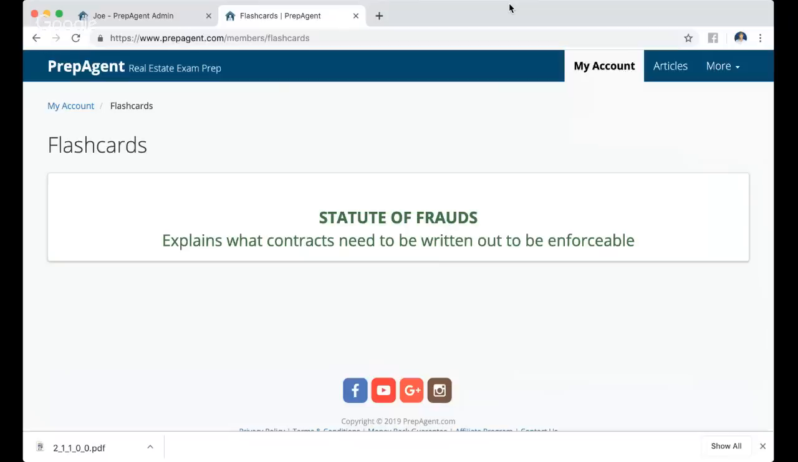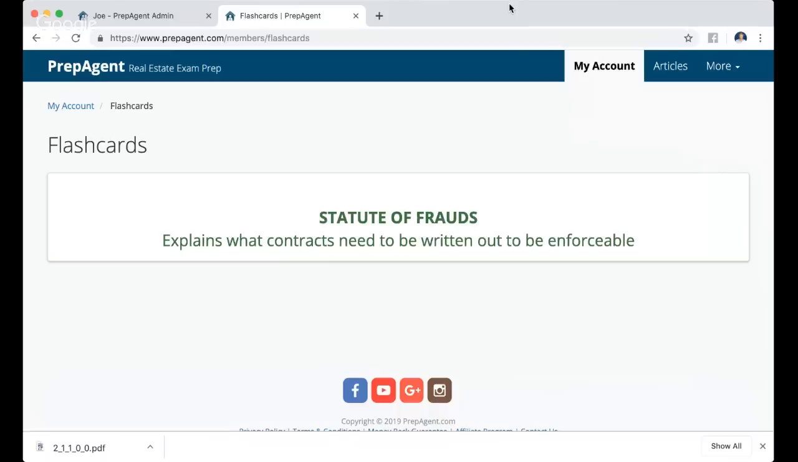What are the 4 essentials of a valid contract? Who knows? The 4 essentials of a valid contract are capable parties, right, guys? Offer and acceptance, lawful object, and consideration. Okay, mutual consent and meeting of the minds and agreement all mean the same thing. So the 4 essentials: capable parties, lawful object, consideration, and offer and acceptance, whatever order you want.